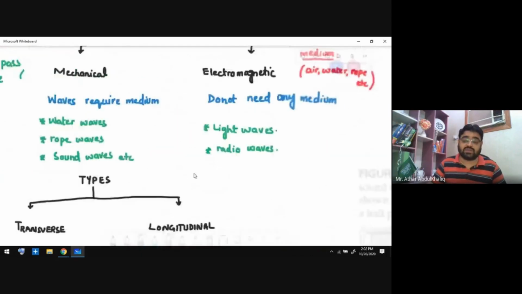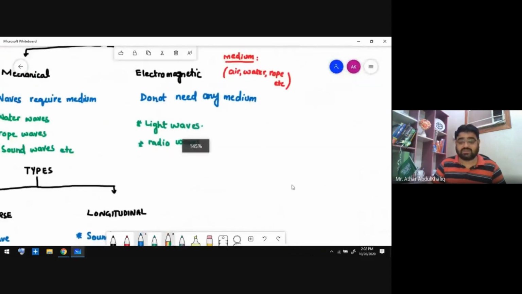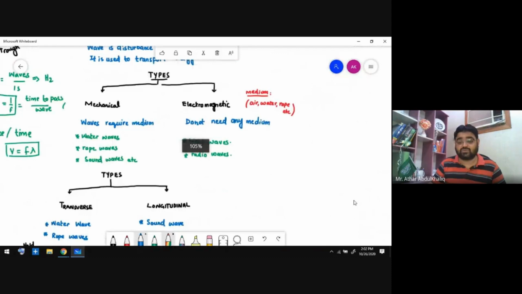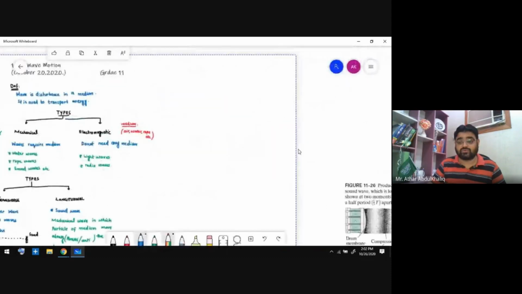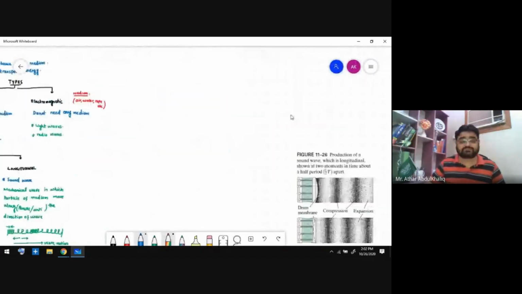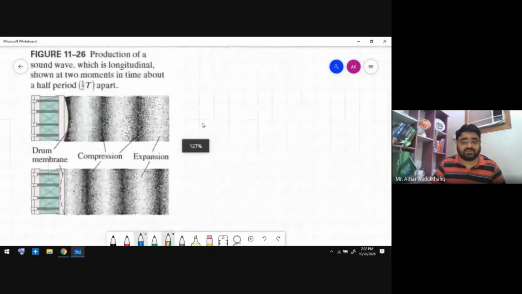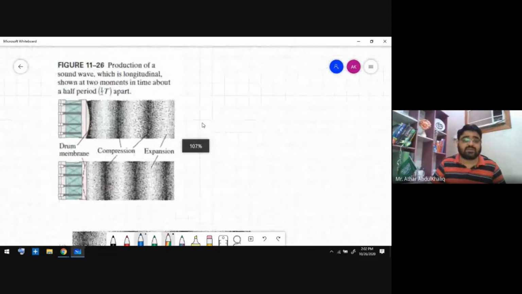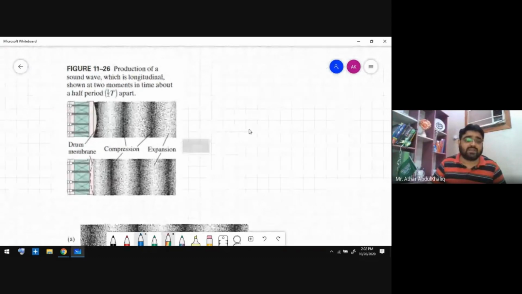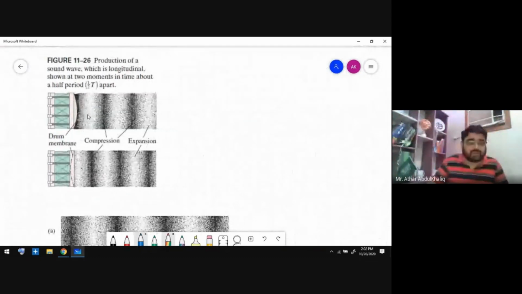So today I am just continuing the same thing, and I am going to talk about the longitudinal wave a little bit. If you look at this drum, someone is beating the drum. When someone is beating the drum, the air particles near the drum are compressed to each other. So this is called compression. When the drum surface is moving out, there is a compression.